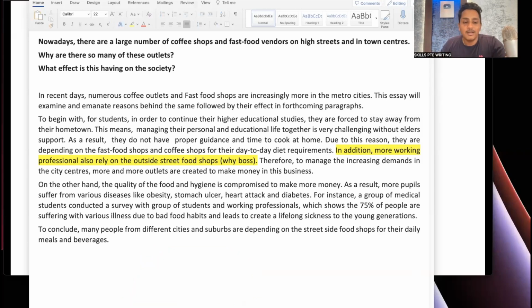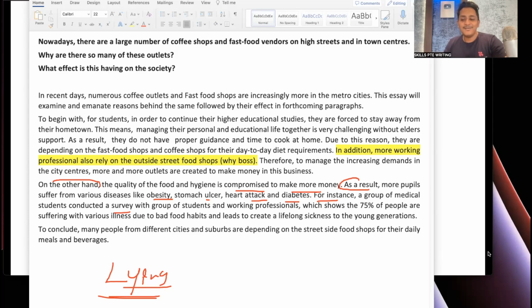Let's see. On the other hand, the quality of the food and hygiene is compromised to make more money. Beautiful idea. As a result, supporting idea: more people suffer from various diseases like obesity, stomach ulcer, heart attack, and diabetes. Beautiful. For instance, he's writing good. A group of medical students conducted a survey, 100% cooked-up story. He is lying. How many of you agree he's lying?